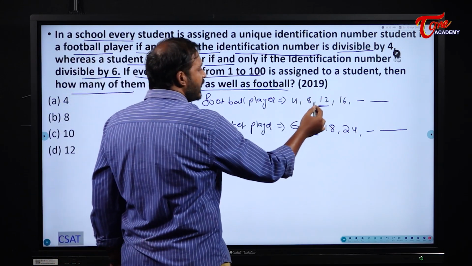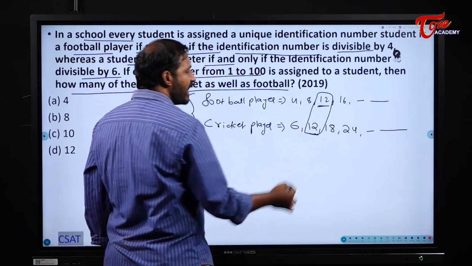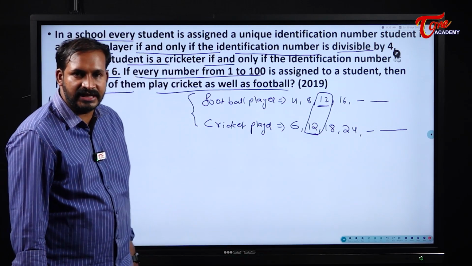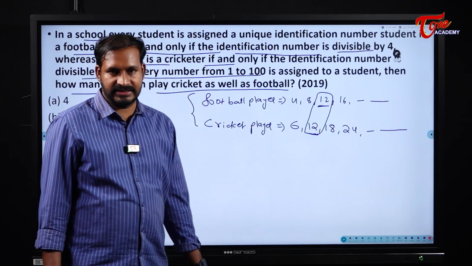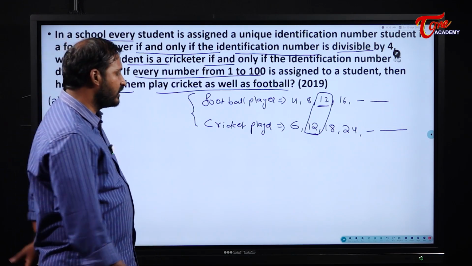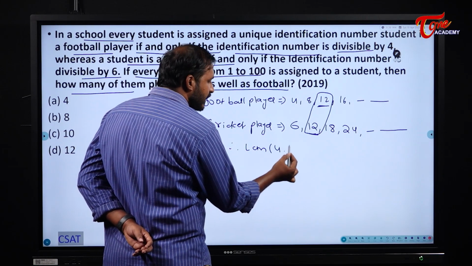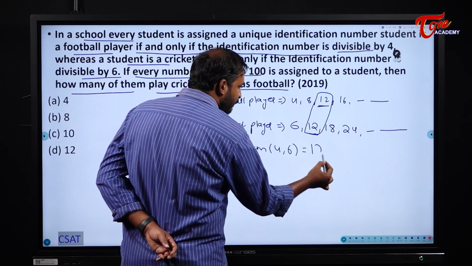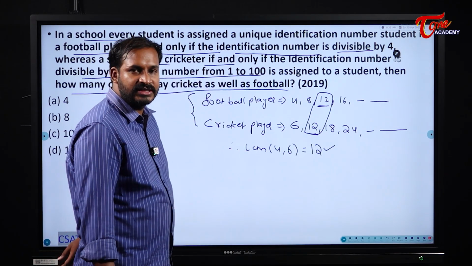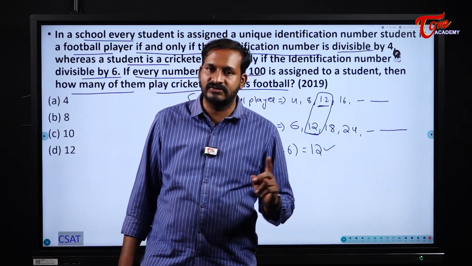Like this, up to 100 I need to write. So what is this 12 actually? If you closely observe it, this 12 is nothing but the LCM of 4 and 6. What is the LCM of 4 and 6 for us? LCM of 4 and 6 is 12. That means the first person whose identification number is 12 will play both football as well as cricket.